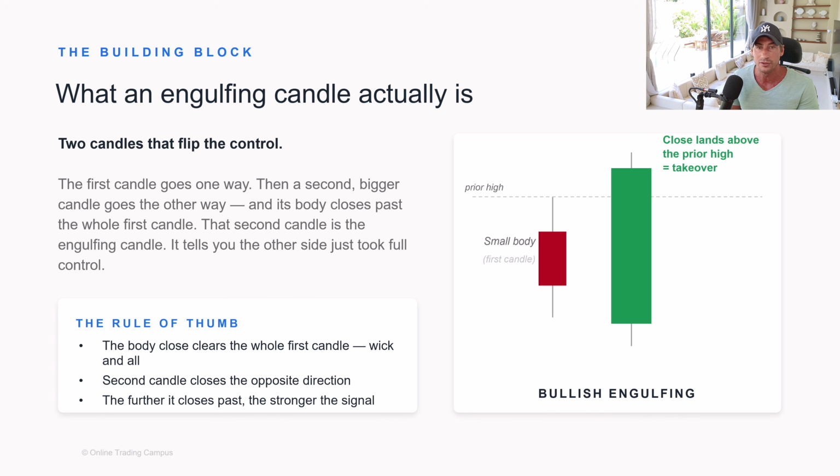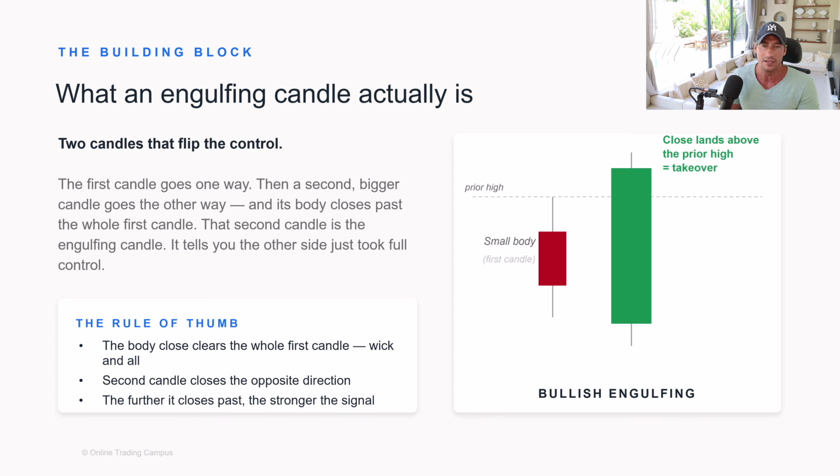Take a bullish engulfing, like the one on screen. The green candle has to close above the prior candle's high. The full high. I mean really the full high, wick and all. See it here. Small red candle first. Then a big green candle that closes above the whole red candle, wick included. That is your engulfing candle.